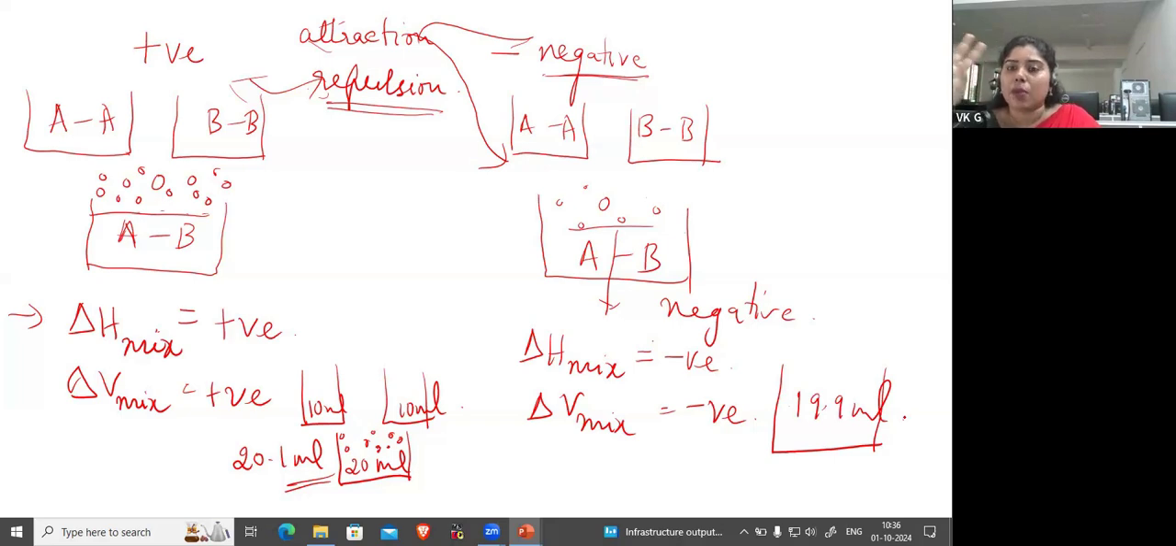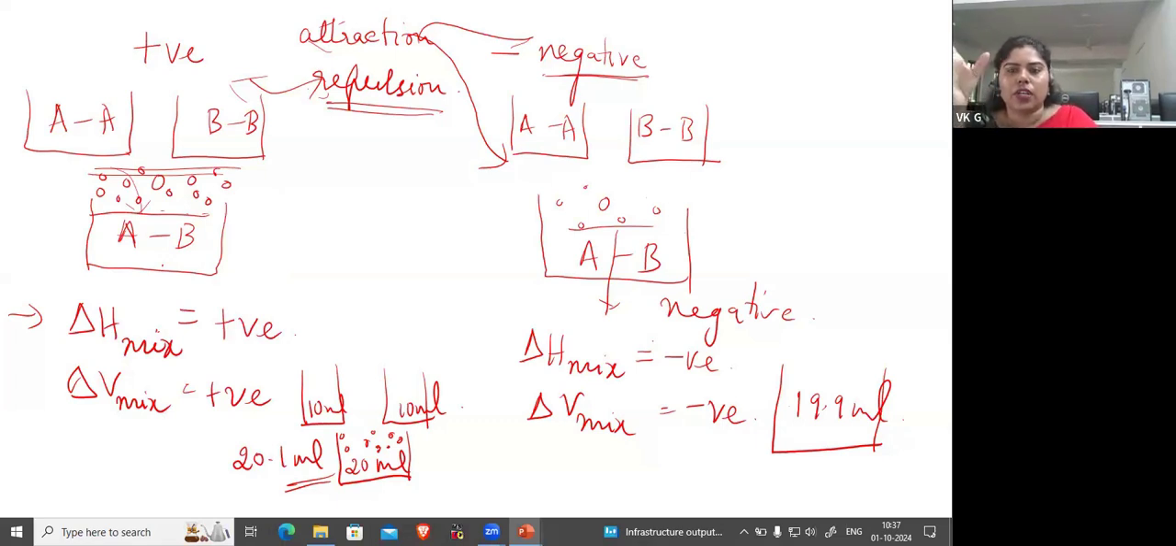You mainly have to remember two points: one is attraction and the other is repulsion. Very, very important to note down. If you're writing the points, you can say that before, the forces of attraction were stronger, but after mixing it has become weaker. That's why repulsion, so it is called positive deviation. On the other side, negative deviation: before, it used to be weaker, but after mixing, the forces of attraction are stronger. That's why you call it negative deviation.